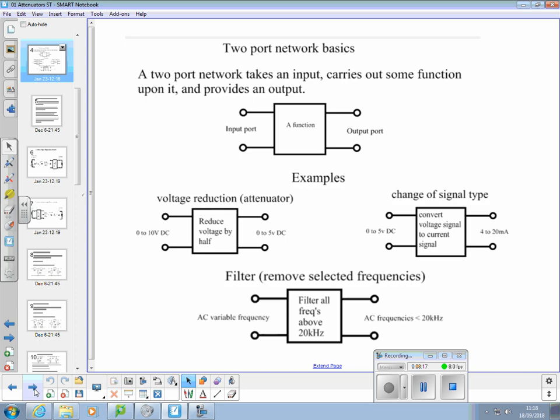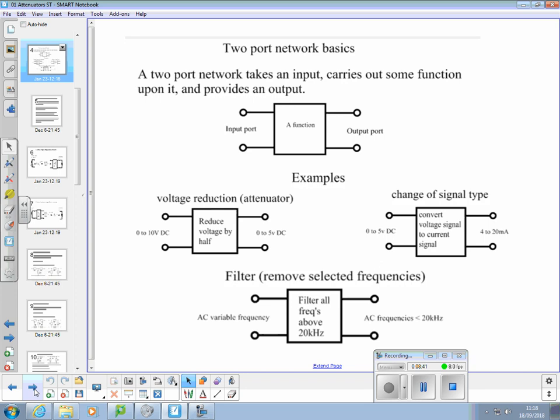So examples: voltage reduction, an attenuator. So we might want to put 0 to 10 volts on the input and get an output that goes from 0 to 5 volts. So 0 volts in, 0 volts out. 10 volts in, it's 5 volts out. So it's effectively dividing the input by 2.